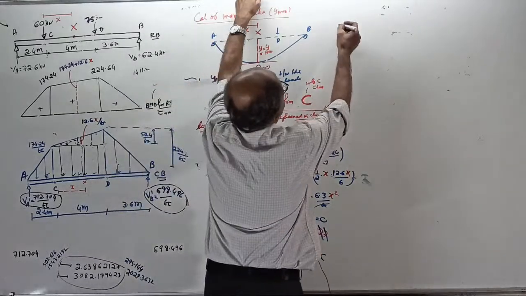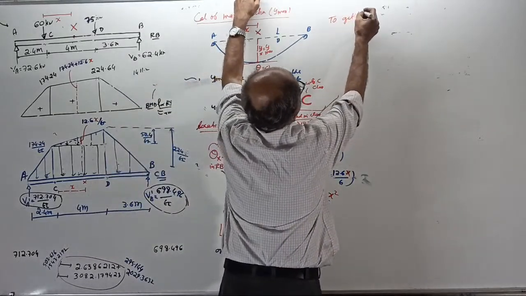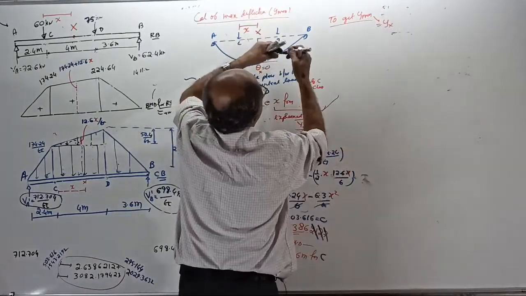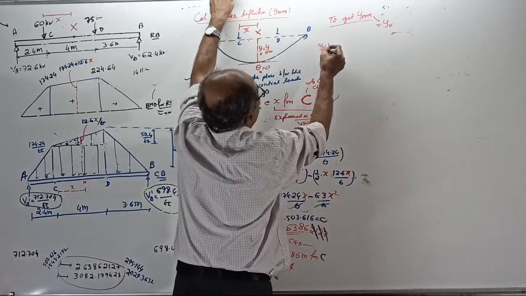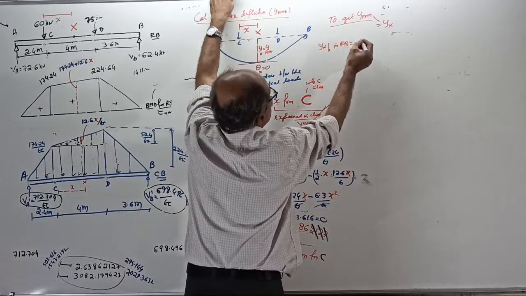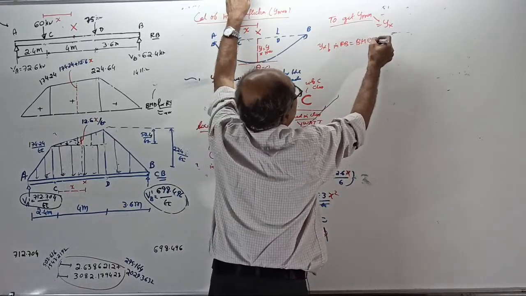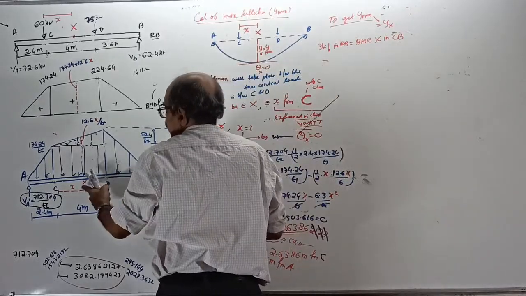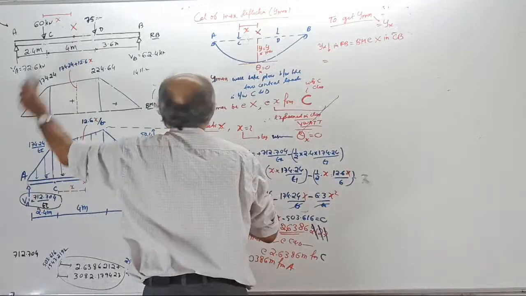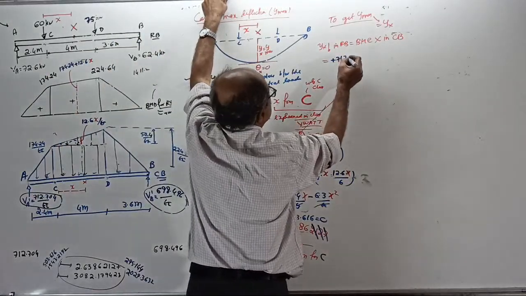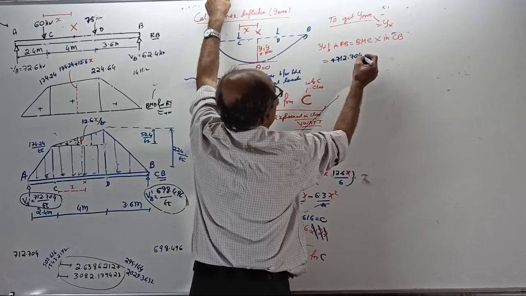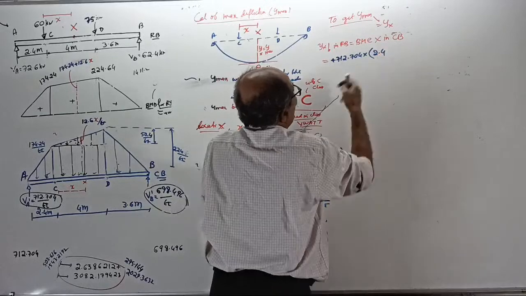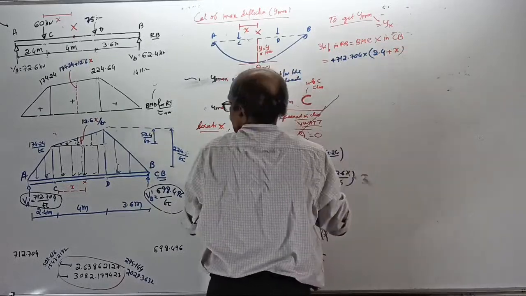Lastly, now to get y maximum, start. Y max equal to y at x. Y at x downward in the real beam equals the bending moment at x in the conjugate beam. I am using red color. Start: bending moment here, in terms of x. Plus 712.704 into 2.4 plus x.